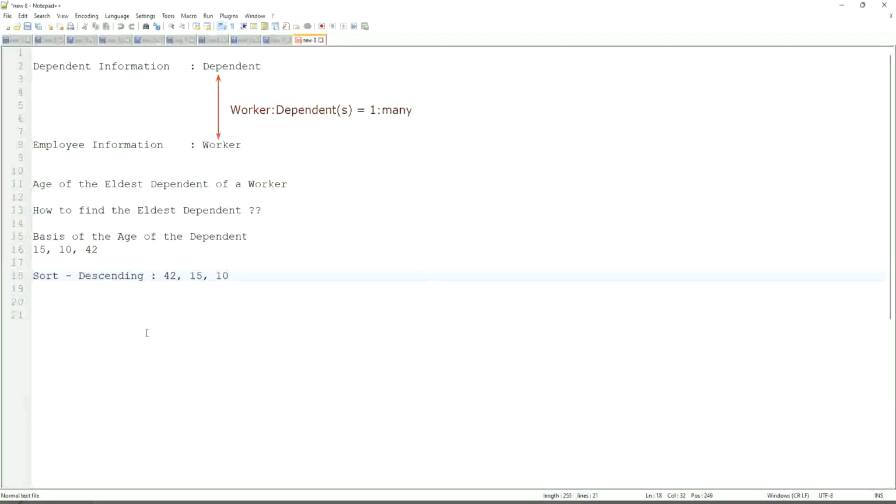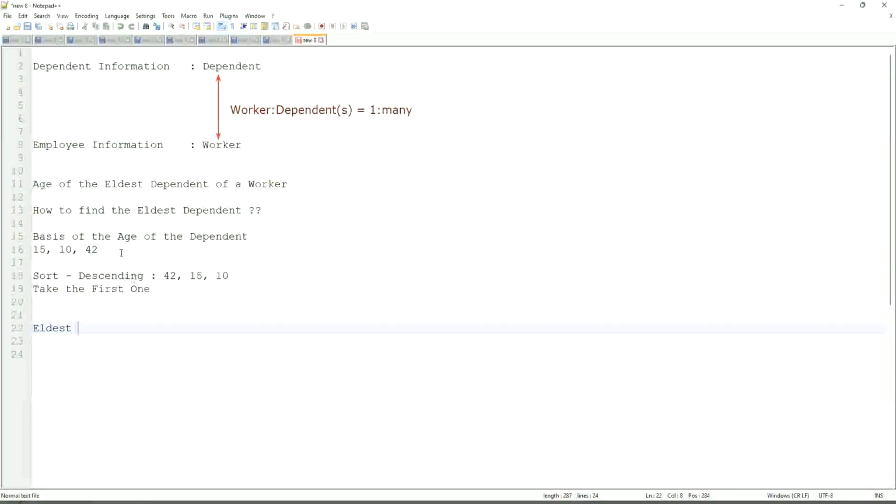And then what would you do? Take the first one. So sort descending, take the first one. That is equivalent to the eldest. Right, this is the eldest.